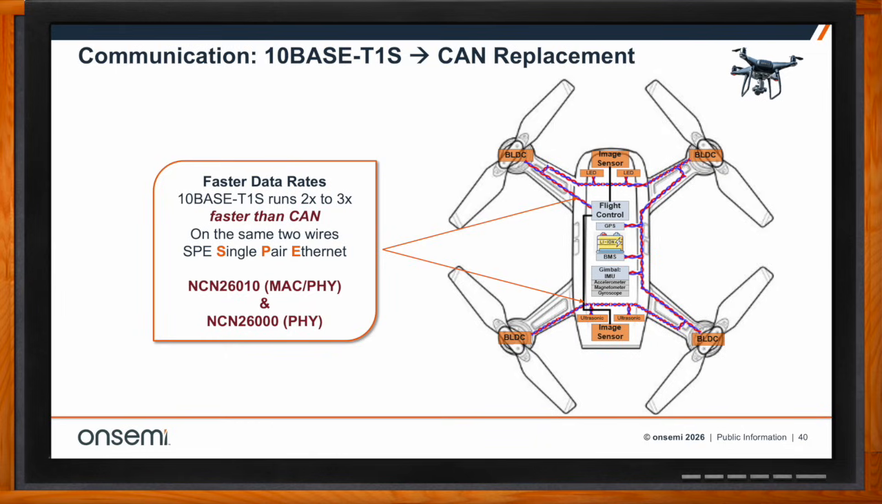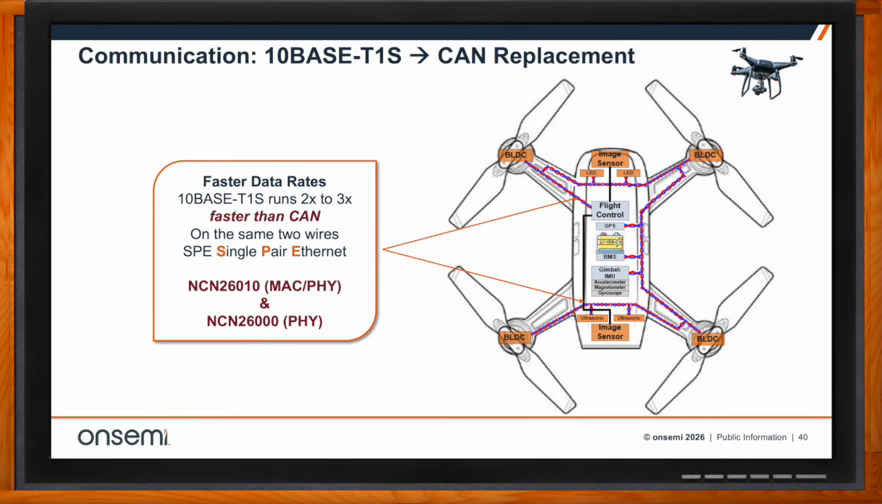And so CAN bus is a very popular solution because it's a multi-drop solution. It's not point to point, it's multi-drop. So you can connect many different devices off sort of one run of wiring, and it's unshielded twisted pair. So it's very lightweight. It's only 2 wires, low cost, low weight, and takes up a lot less room. All of those things are important. But you can also replace the CAN bus with 10BASE-T1S, and you can run 2 to 3 times faster than CAN over the same 2 wires. We call it single pair Ethernet for the Ethernet world.